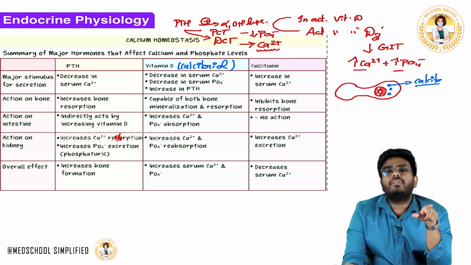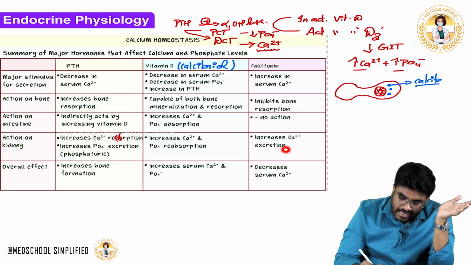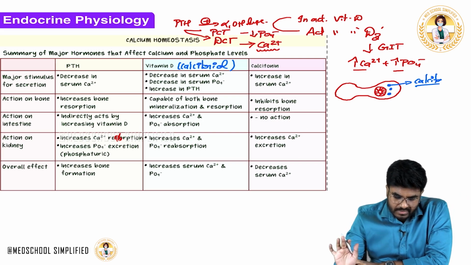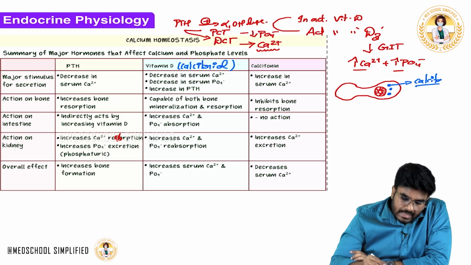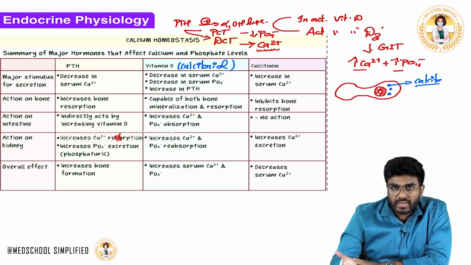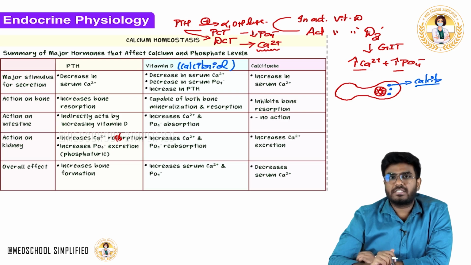So calcitonin is going to act on the kidneys, throws the calcium out of the body. So it increases the calcium excretion. What is the overall effect? The overall effect is something very simple: calcitonin decreases the serum calcium. When you are having enough or excessive calcium, yes, calcitonin is produced. Calcitonin tries to decrease the serum calcium levels.